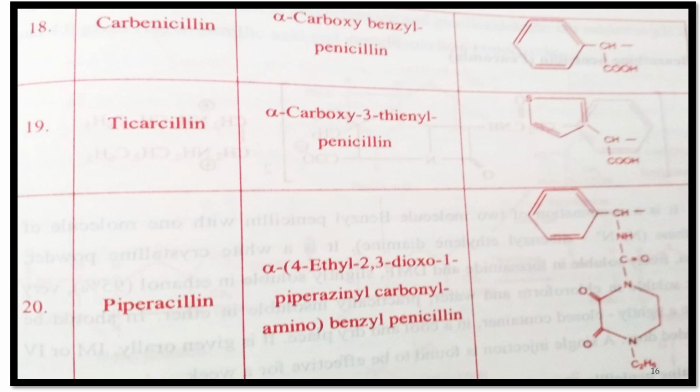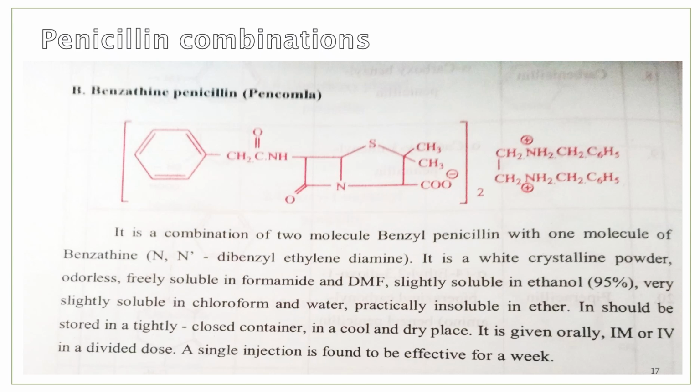Then next one is piperacillin. So piperacillin has a piperazine nucleus. What is piperazine? It's a 6-membered ring with 2 nitrogens at first and fourth position. So it is alpha 4-ethyl 2,3-dioxo 1-piperazinyl carbonyl amino benzyl penicillin. Next we have penicillin combinations. Under that we have benzathine penicillin and procaine penicillin.